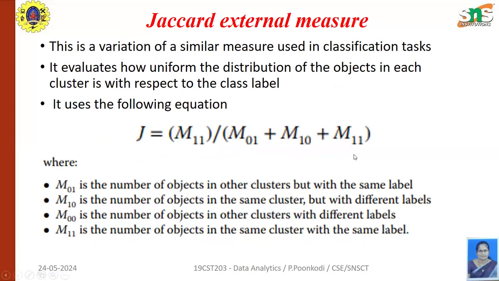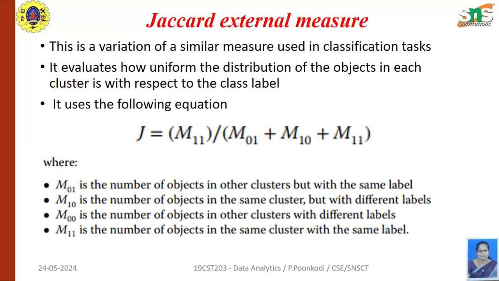The second method is the Jaccard external measure. This is a variation of a similarity measure which is used to perform the classification task, and it evaluates how uniform the distribution of the objects in each cluster is with respect to the class label. This external measure is calculated using the equation Jaccard equals M11 divided by M01 plus M10 plus M11.